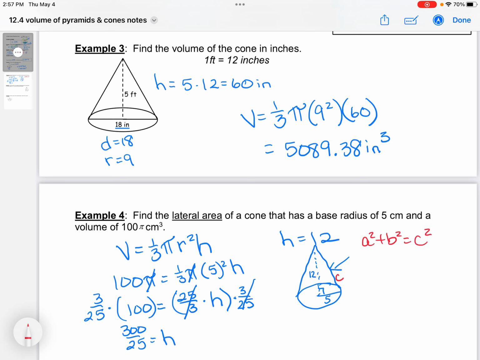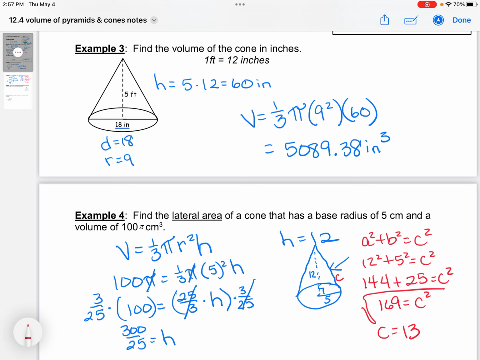And so if I want to find that side, I need to do a squared plus b squared equals c squared. So I have 12 squared plus 5 squared equals c squared. So I have 144 plus 25 equals c squared. That's 169, which means that c equals 13.